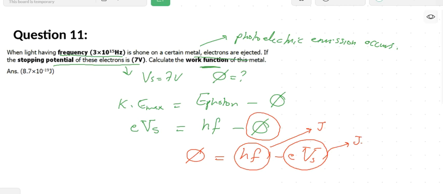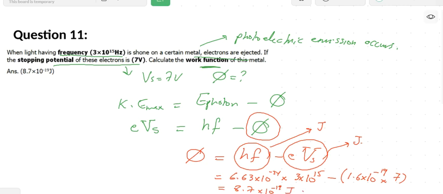Now we can substitute the values we have. Work function equals 6.63 times 10 to the power minus 34 times the frequency, 3 times 10 to the power 15, minus 1.6 times 10 to the power minus 19, which is a constant, times the given voltage, which is 7. After doing this calculation, we get the final answer: 8.7 times 10 to the power minus 19 joule. This is the final answer of this question.